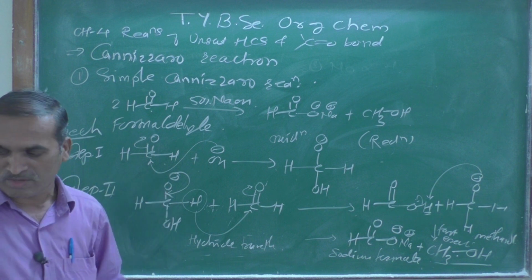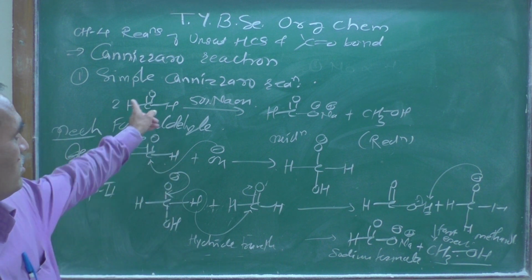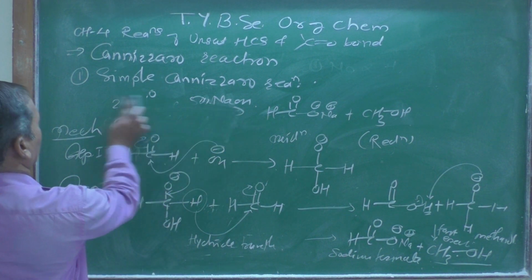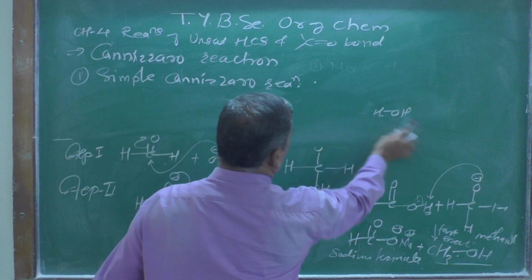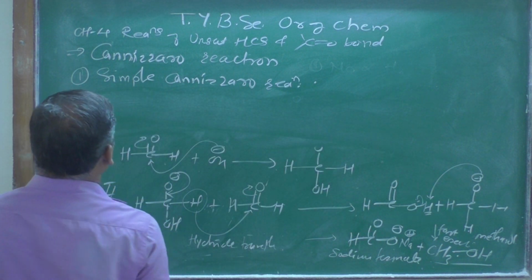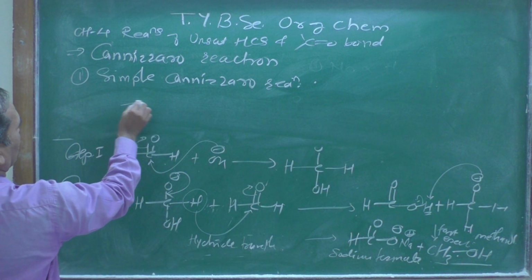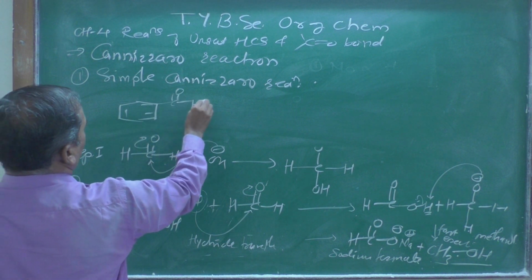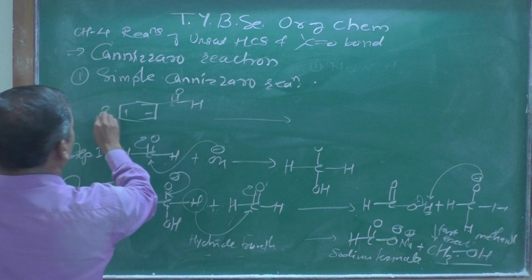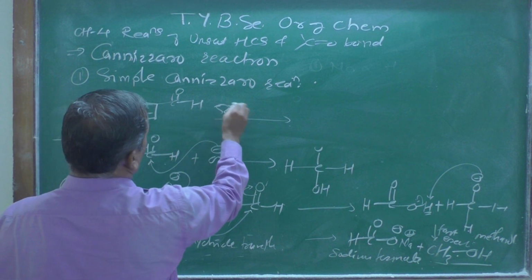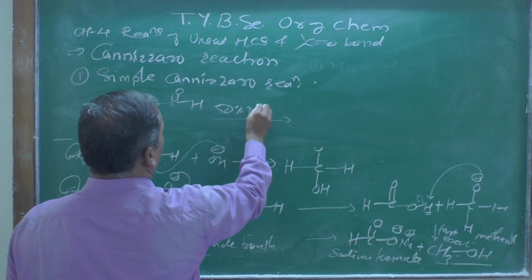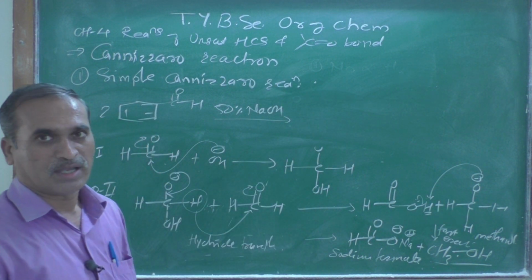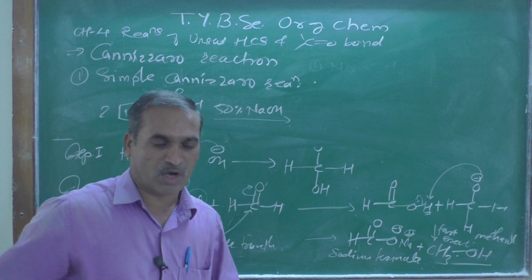Once you know the mechanism, you can now understand how the mechanism takes place over there. This is one of the best examples for the simple Cannizzaro's reaction. Now you predict the product here. Let me give another example to you. Now let us see here, one is benzaldehyde. As we know, benzaldehyde undergoes Cannizzaro's reaction with sodium hydroxide. Predict the product. What do you get? Two products you are going to get.